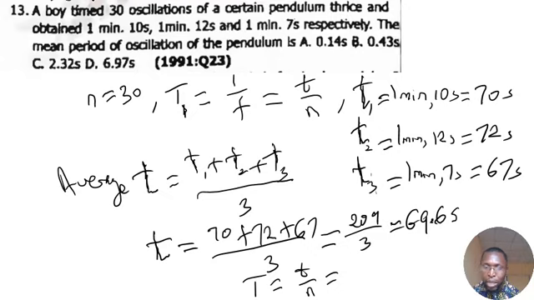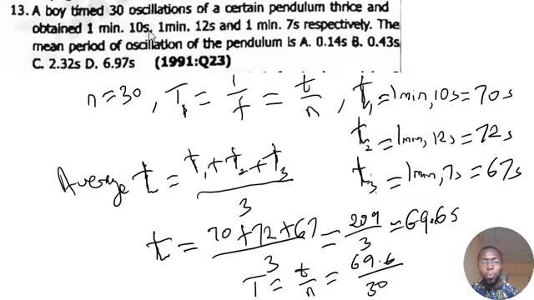So this one we have gotten here is our t, which is 69.6 over N. Our N is 30. All right, so this question is very tricky. So we now calculate our period: 69.6 divided by 30. That will give us 2.32. So 2.32 seconds, and that is our answer. There is option C, 2.32 seconds. So please take note of it.